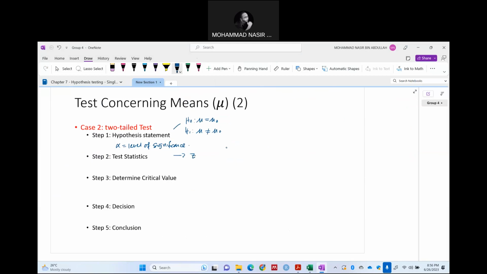Test statistic, still the same, whether Z distribution or T distribution, known and unknown. Say Z is equal to Y bar minus mu naught divided by sigma over square root of n. And then the critical region will be both sides, to the left and to the right. So we're going to have two rejection areas.